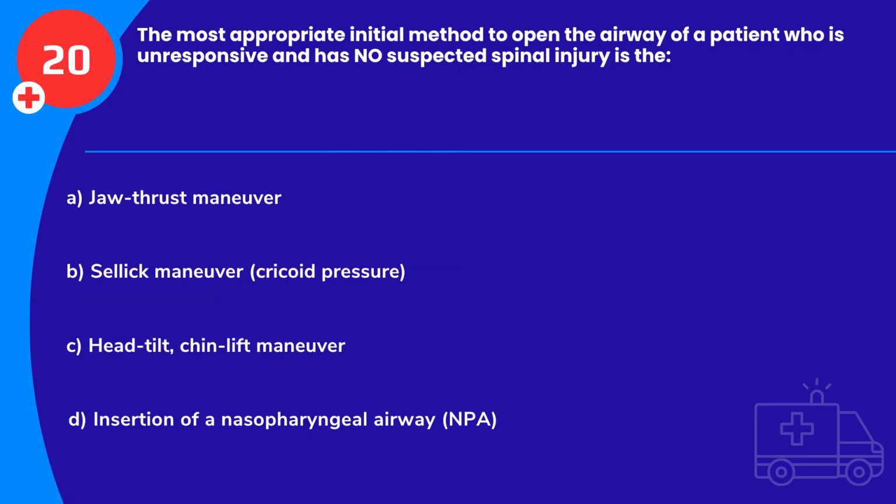Question 20. The most appropriate initial method to open the airway of a patient who is unresponsive and has no suspected spinal injury is the A. jaw thrust maneuver, B. Sellick maneuver, cricoid pressure, C. head tilt, chin lift maneuver, D. insertion of a nasopharyngeal airway, NPA.